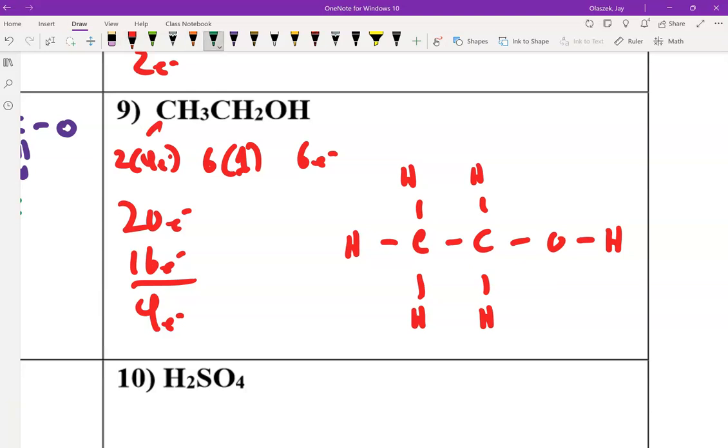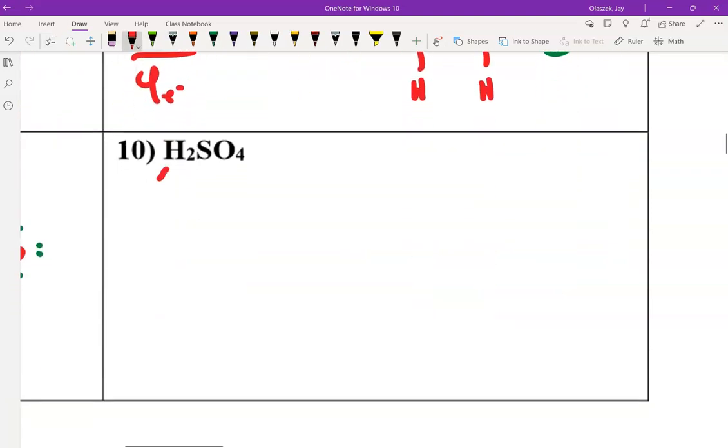Well, the carbons all have 8. This one's got 8, and this one's got 8. Where are we going to put these electrons? Well, the only one that doesn't have 8 is this oxygen. So I'll put them there, and that makes everybody happy because everybody's got 8 except the hydrogens, and they can only hold 2. Last one.